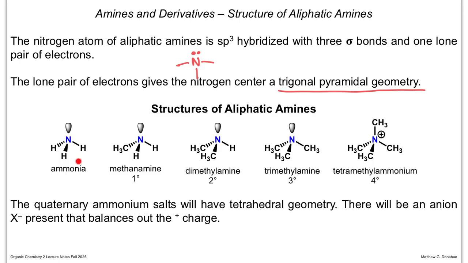So ammonia, NH3. Of our main elements, carbon, nitrogen, oxygen, ammonia is one of the fundamental molecules. If we start substituting H's for carbons, so here we've made methylamine, that's primary. We do a second substitution, that's dimethylamine, it's now secondary. The third, trimethylamine, that's tertiary.